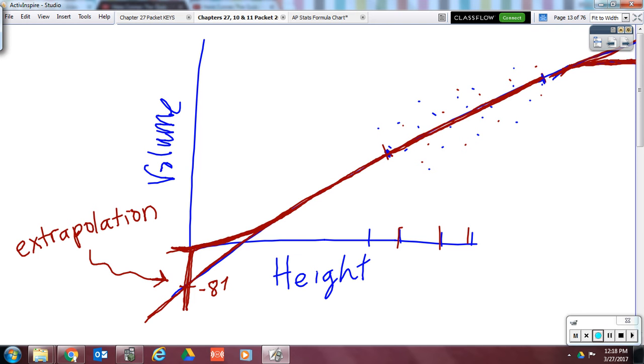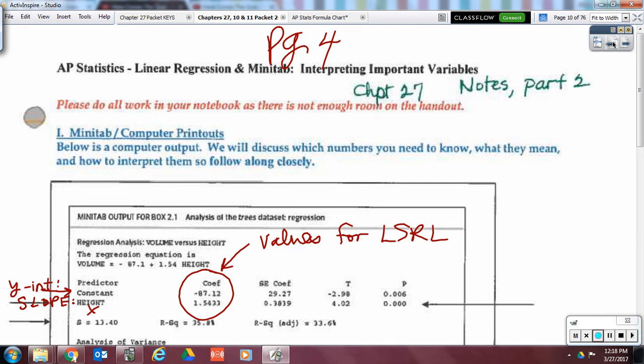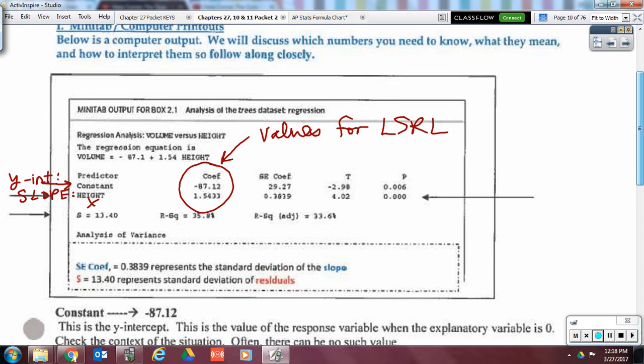When you are trying to make a prediction outside of the data, that is called extrapolation. So technically, your y-intercepts are frequently extrapolation. That's another reason why they are not making sense a lot of times. Okay? All right, so just kind of reminding you of that vocabulary word.